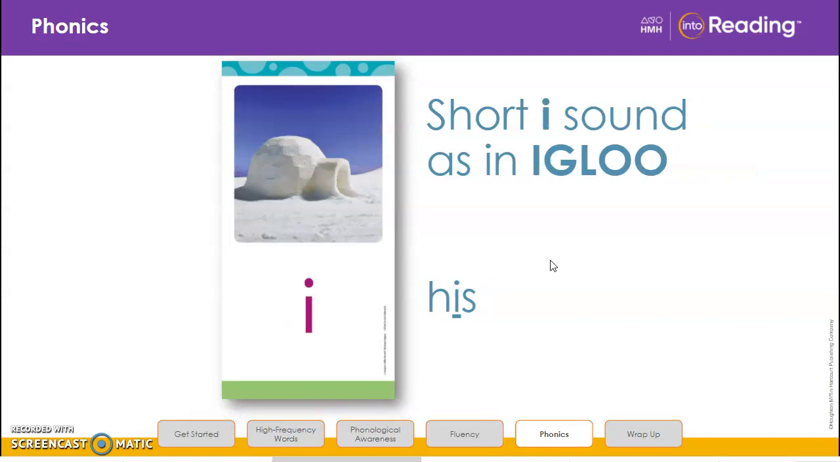Remember that igloo begins with the short I vowel sound, i. The letter I can stand for the sound i at the beginning or in the middle of a word. Look at the word his. Say it with me. His. The letter H is a consonant. The letter I is a vowel and can stand for many sounds. And S is a consonant. When there is only one vowel and it is followed by a consonant, the vowel usually stands for the short vowel sound.